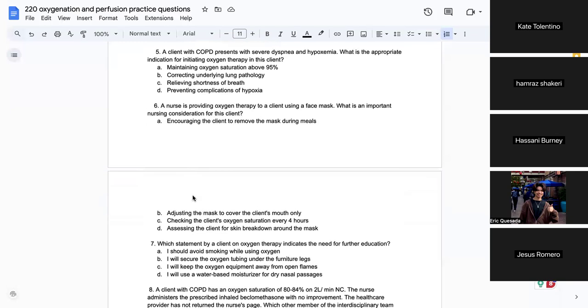Alrighty. Number 5, a client with COPD presents with severe dyspnea and hypoxemia. What is the appropriate indication for initiating oxygen therapy in this client? A, maintaining oxygen saturation above 95%. B, correcting underlying lung pathology. C, relieving shortness of breath. Or D, preventing complications of hypoxia.